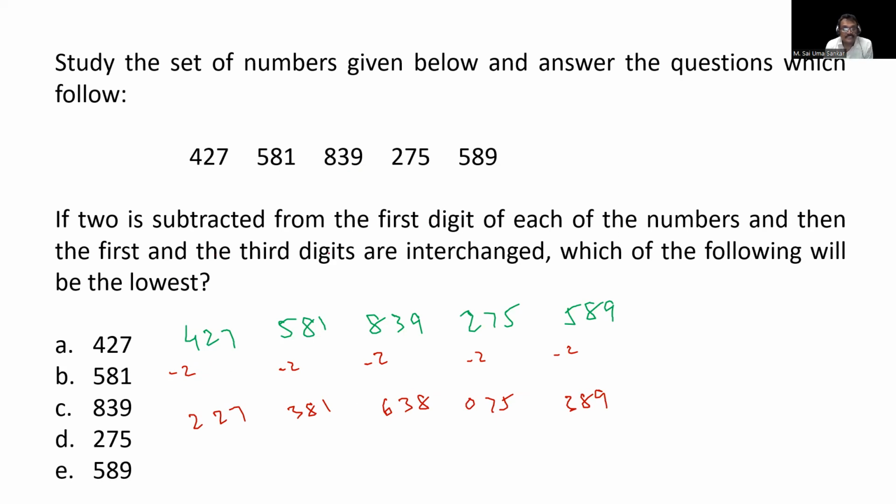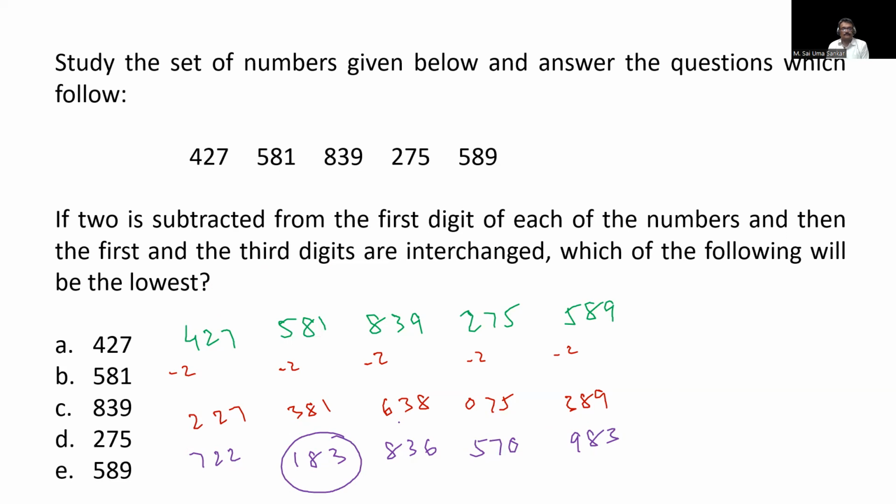Now, the first and third digits are interchanged. Then what about this value? So that equals 722. Here 183. Here 836. Here 570. And here 983. Which of the following will be the lowest? What is the lowest number? That is equal to 183, which is the required answer.